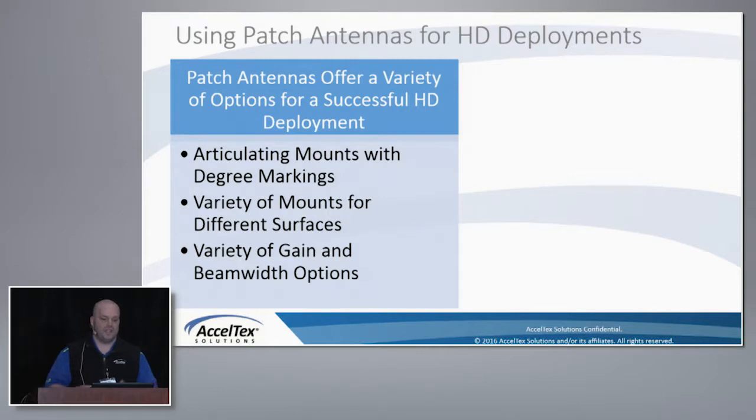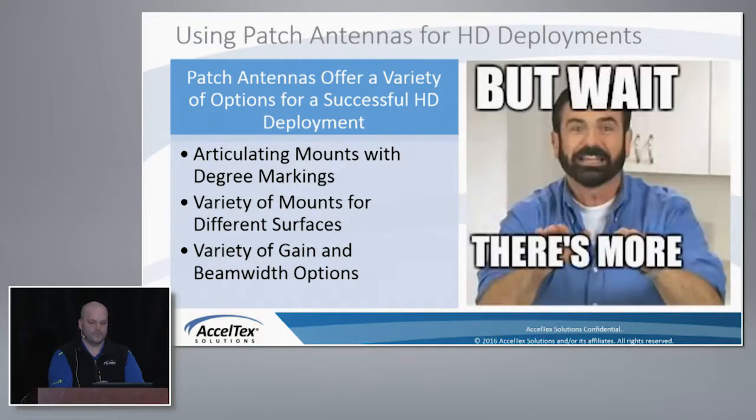So patch antennas offer a variety of options for successful deployments, as I mentioned earlier: articulating mounts with different degree markings, and mounts to different surfaces, wall, pole, those types of things. A variety of gain and beam width options are a vital aspect in choosing the right antenna for your deployments. But wait, there's more to that.